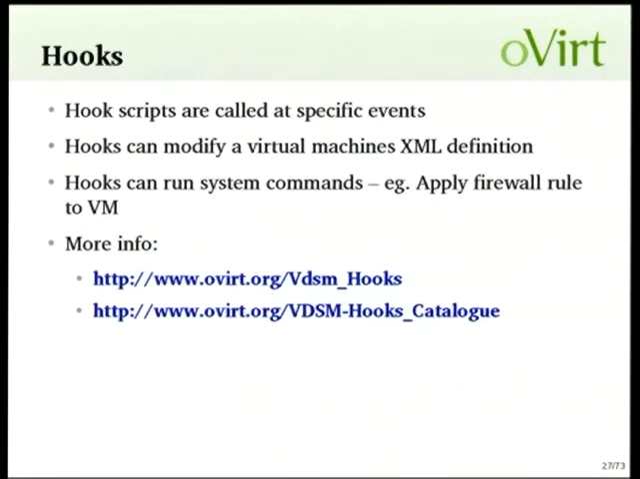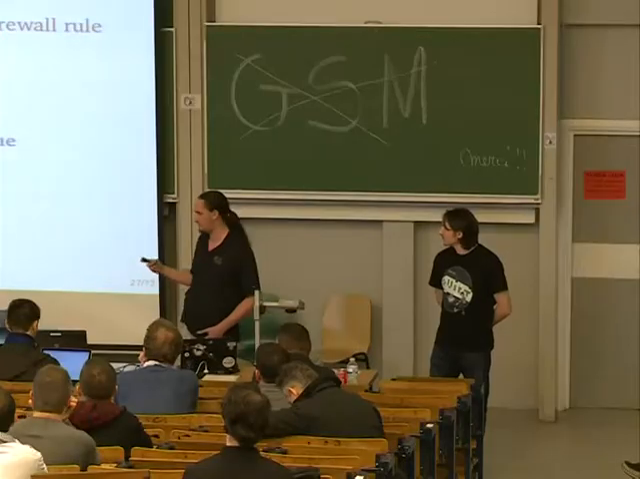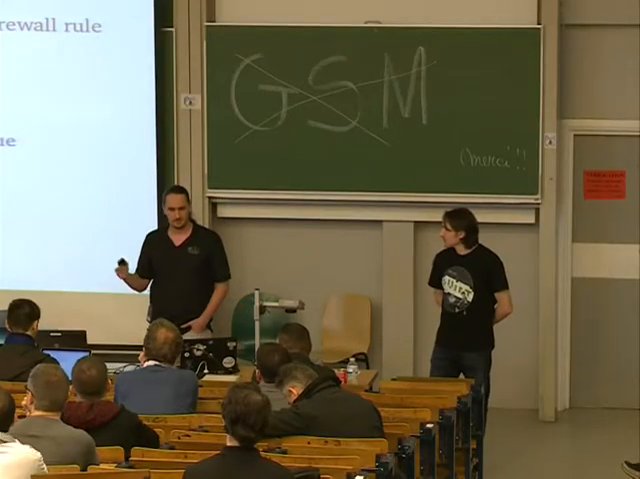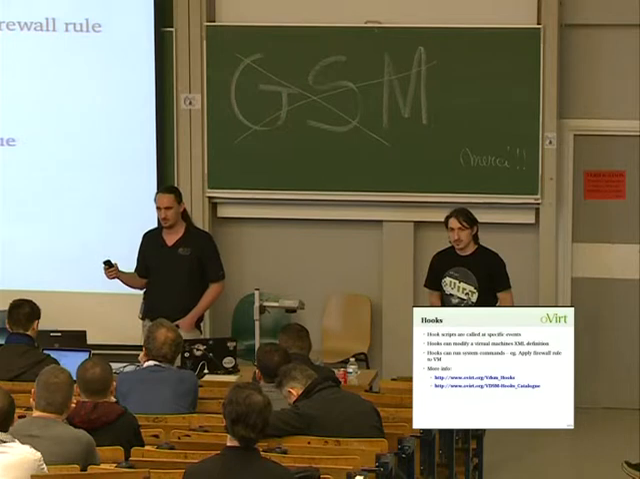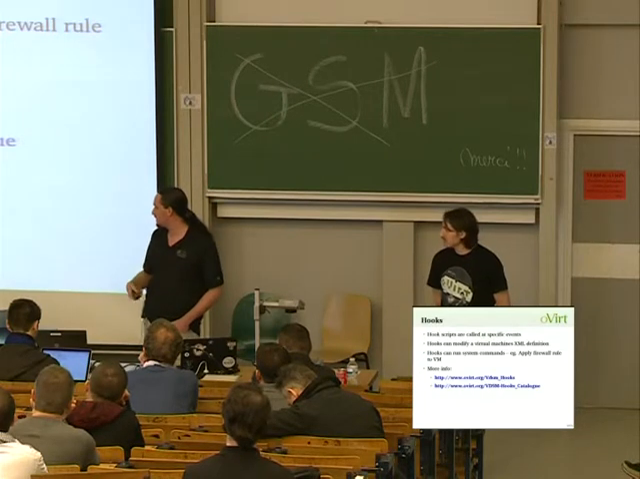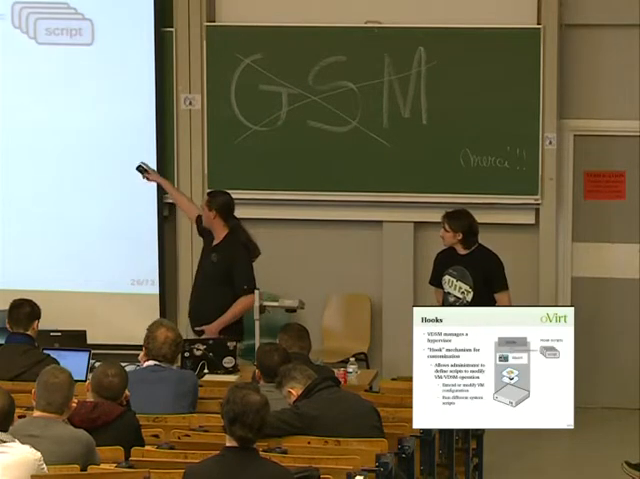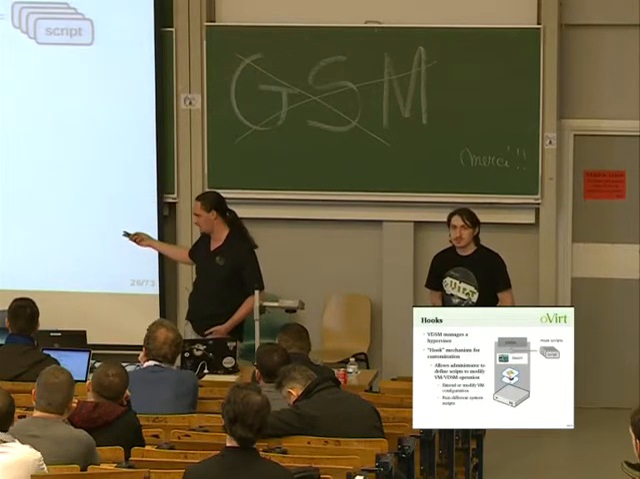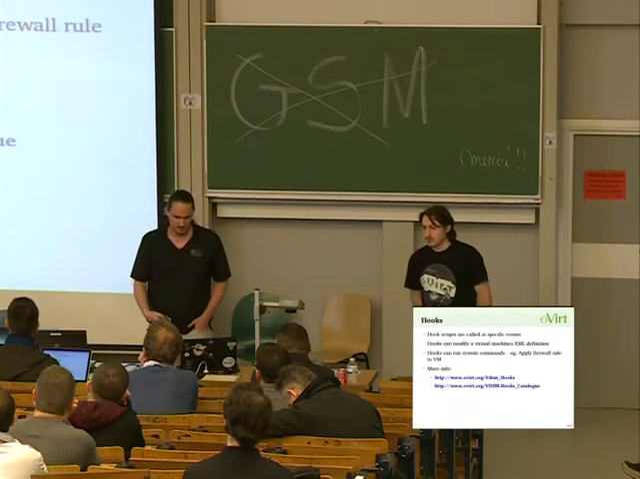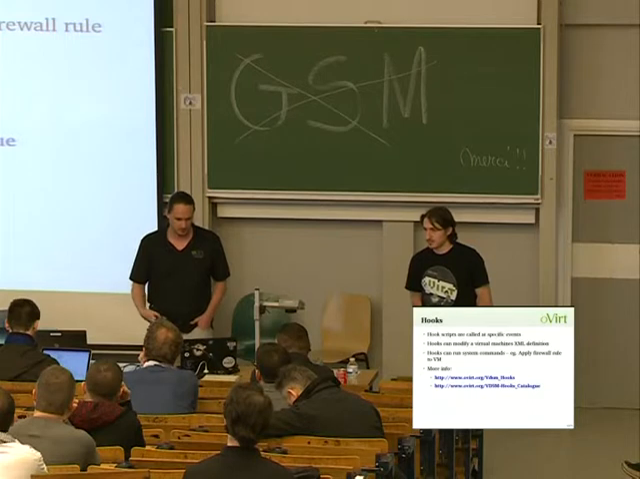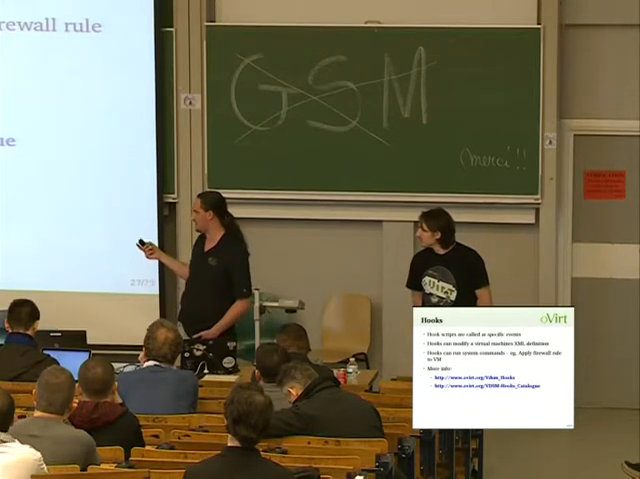So hooks are just called on specific lifecycle events. We will see the full list. And they can sometimes modify the XML structure that is sent to libvirt, because VDSM, as we can see, is using libvirt to actually run the VMs. So it basically can do everything that libvirt supports. And also hooks can run system commands.